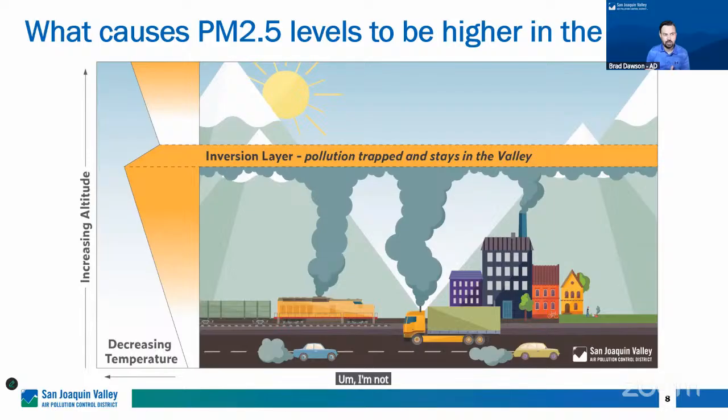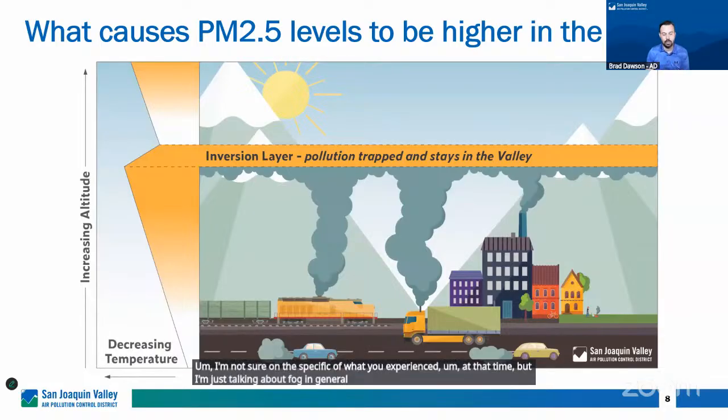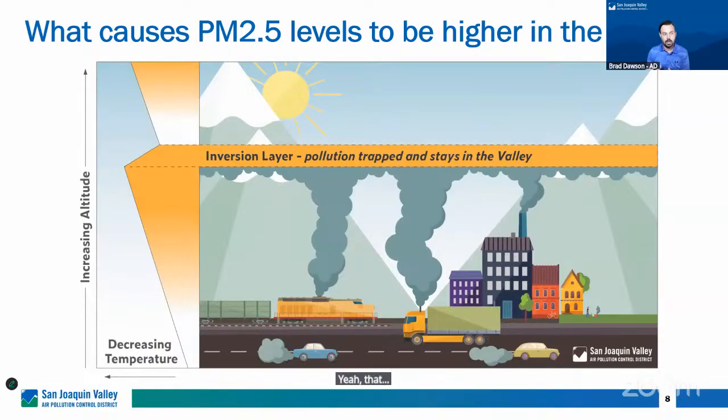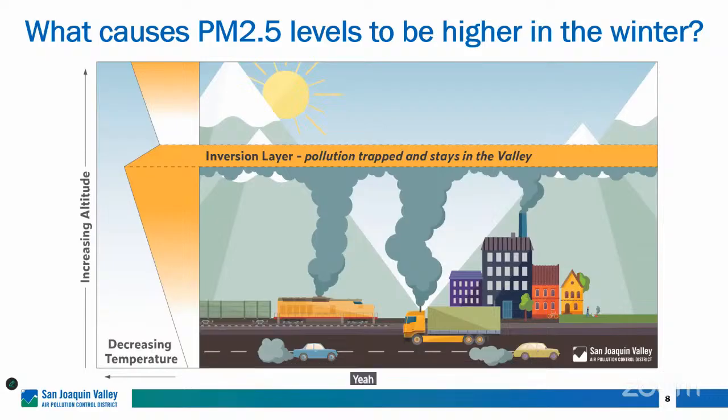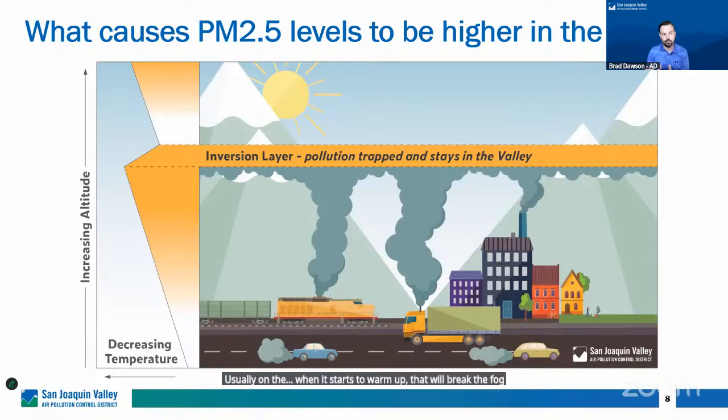I'm not sure on the specifics of what you experienced at that time, but I'm just talking about fog in general. A lot of those foggy days were specifically in the January, February, and March time period. Usually when it starts to warm up, that will break the fog up and the inversion layer will actually end up rising. But in the colder mornings, it really settles down.